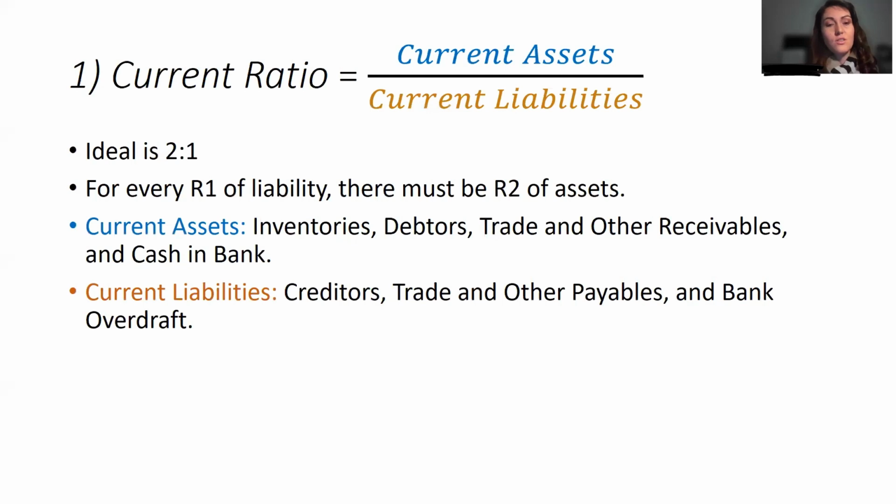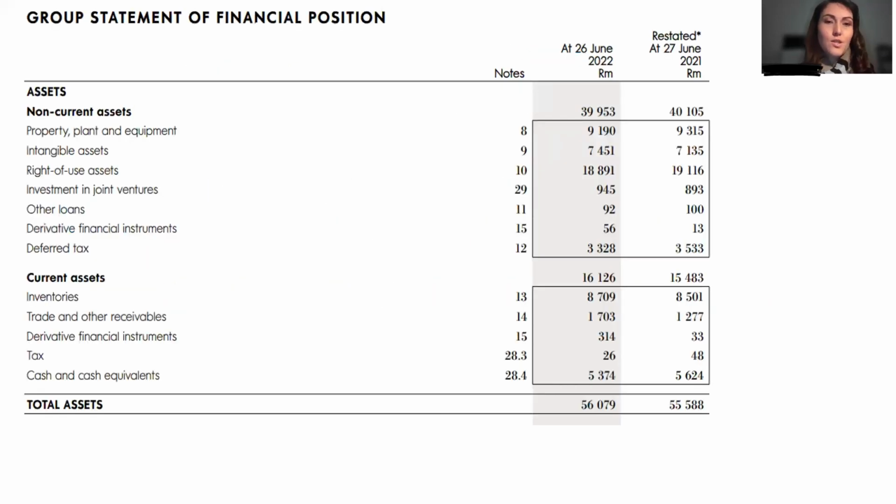Our current assets consist of inventory, debtors, trade and other receivables, and the actual cash in your bank. Our current liabilities or short-term debt will be creditors, trade and other payables, and if you have a bank overdraft. Let's look at the statement of financial position, also known as the balance sheet.